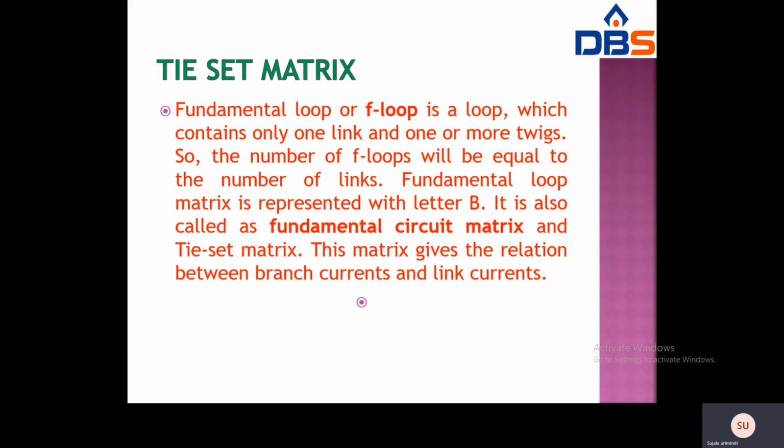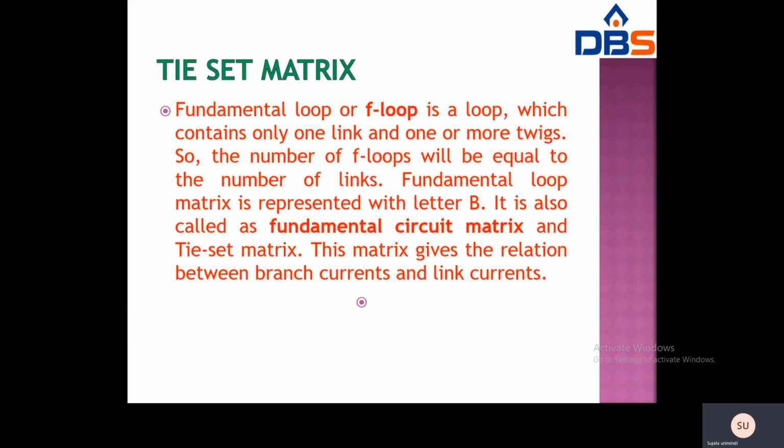The fundamental loop matrix is represented with the letter B. It is also called the fundamental circuit matrix and the tie-set matrix. This matrix gives the relation between branch currents and link currents. So the tie-set matrix is the fundamental loop, or F loop, matrix.